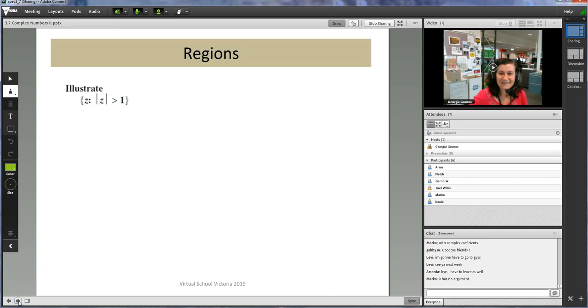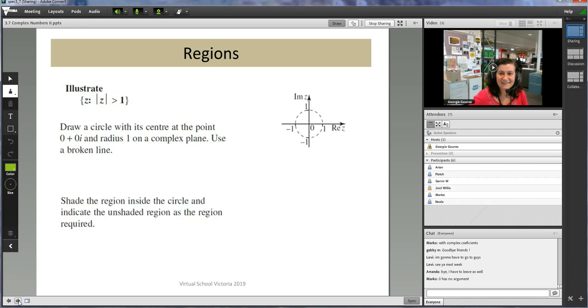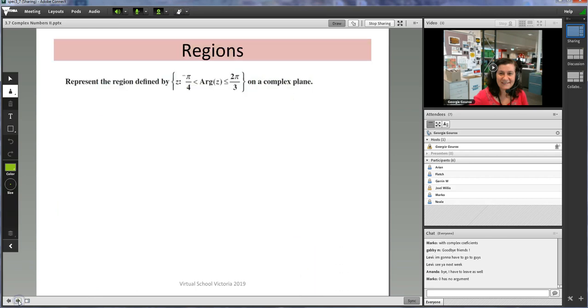And that's it. The regions aren't really in it, but you can have a look at them in your own time. They're just inequalities. I'll just quickly go through them. They're just inequalities that you've done before, but I don't think they're officially in the course anymore.